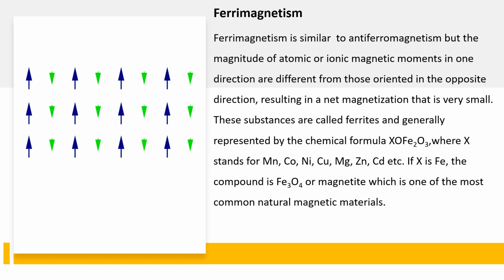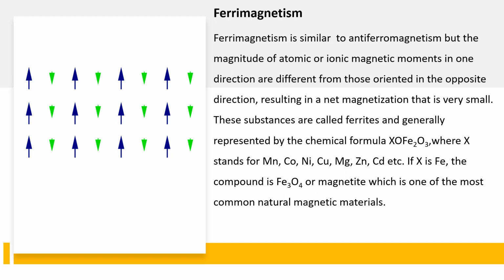Next is ferrimagnetism. Ferrimagnetism is similar to antiferromagnetism. Here also the spins are oriented in opposite directions, but here the net magnetization is not zero. That is, in the case of ferrimagnetic materials, the magnetic moments in one direction are different from those oriented in the opposite direction, resulting in a net magnetization that is very small. These substances are called ferrimagnetic materials or ferrites.